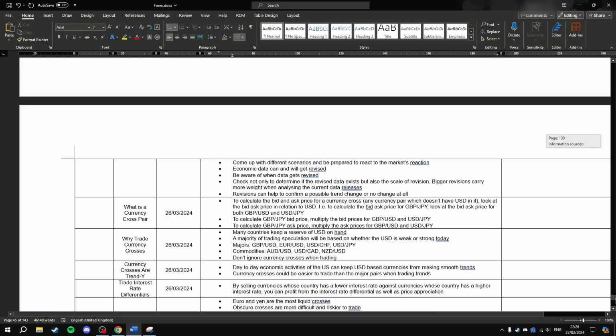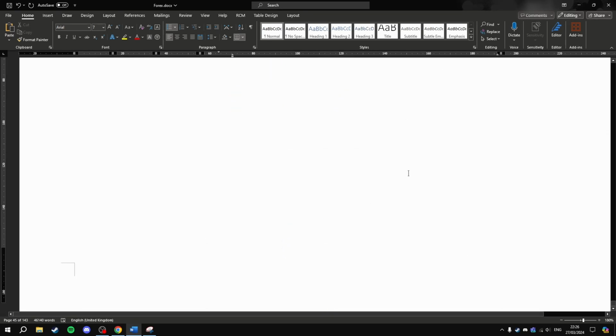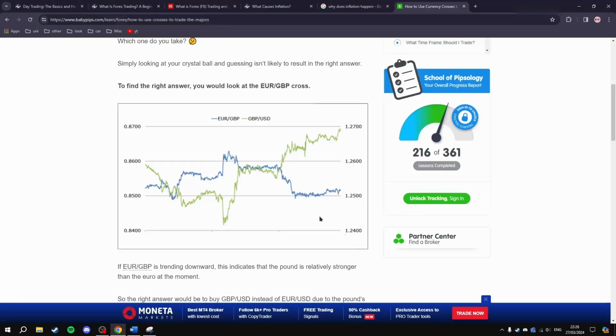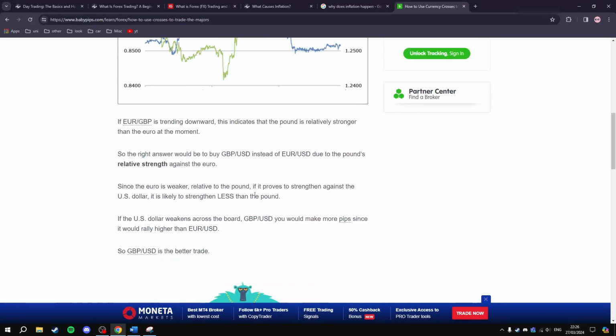Yeah, I think what I said is right. So if it's trending downwards, then that means it takes less GBP to buy 1 unit of euro. So that means the GBP is strengthening against the euro. Yep. So the right answer would be to buy GBP/USD against EUR/USD due to the pound's relative strength against the euro.